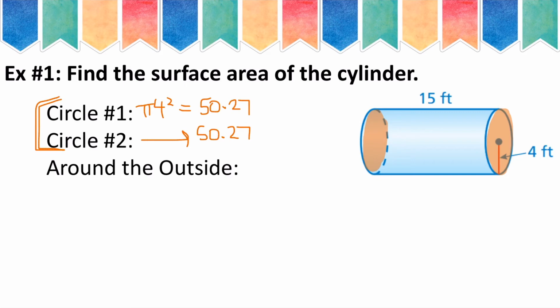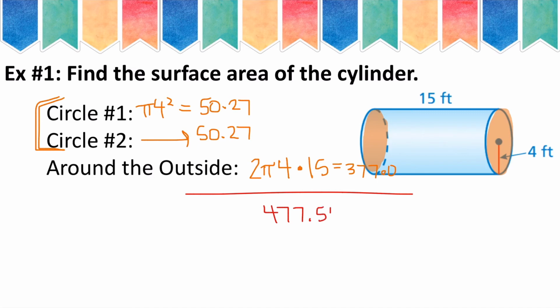Now for around the outside, we need to use the formula 2 pi r h. So I'm going to do 2 pi, my radius is 4, and the height of my cylinder is 15. And that makes 377.0. And now to find my total surface area, I add them all together. And I have a total surface area of 477.54 feet squared. Let's look at one more example.